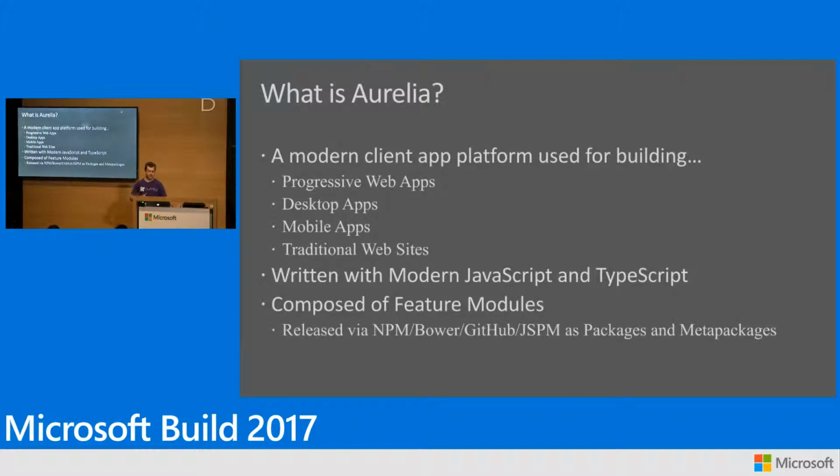And we are distributed through all the main channels, NPM, Bower, GitHub, JSPM, as packages and as meta packages. And again, if you've been working with something like ASP.NET Core, you know that a meta package is a package that basically brings together the standard set of packages that you would use to build an ASP.NET Core app, so that you don't have to go import 50 packages when you just want to use ASP.NET Core. So Aurelia is built with the same sort of architecture, actually, as ASP.NET Core in that sense.